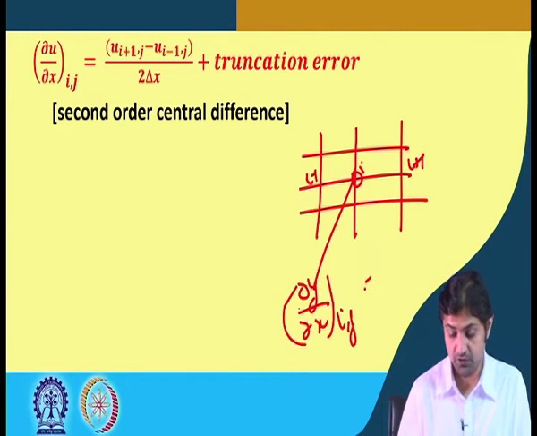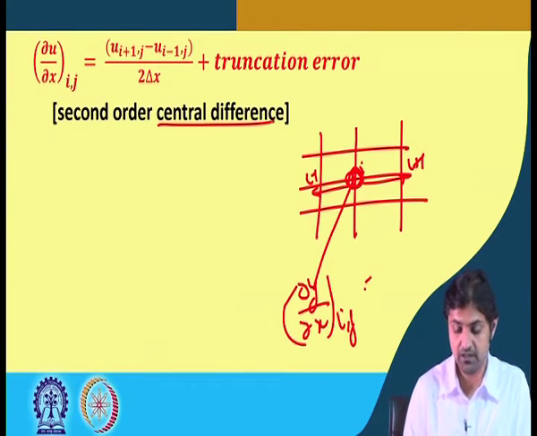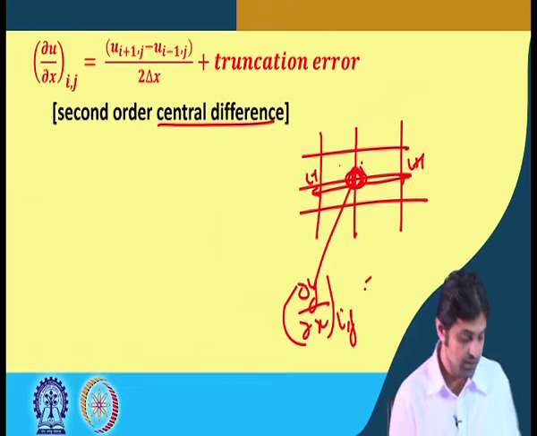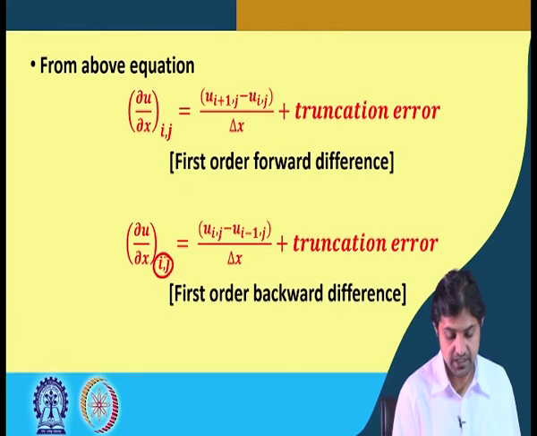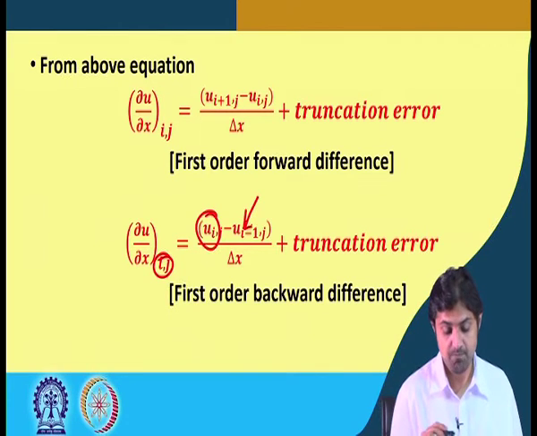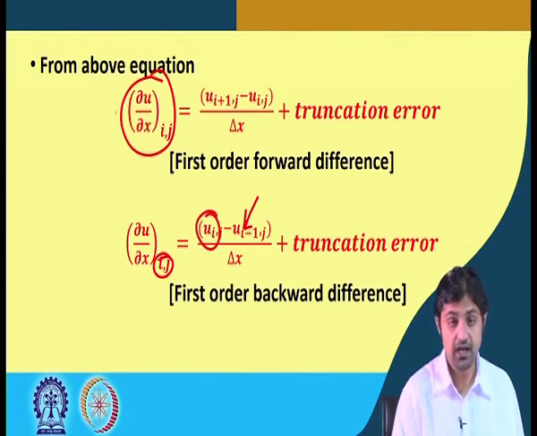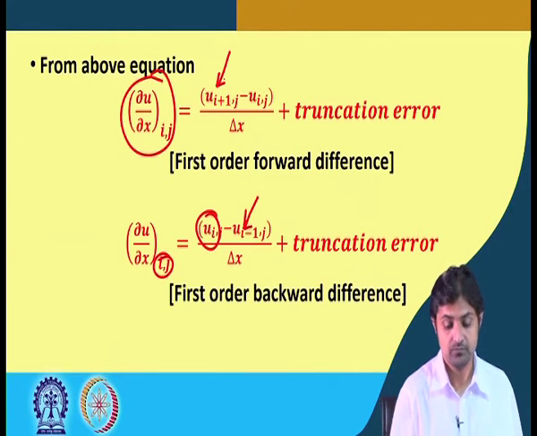So we are calculating the value of dy by dx here using the point back here and here. That is why it is called the second order central difference. This is central. In the backward, you see, we are calculating at I using the one there minus the one at the back. Here we are calculating at I using the one in front minus the current one. All right.